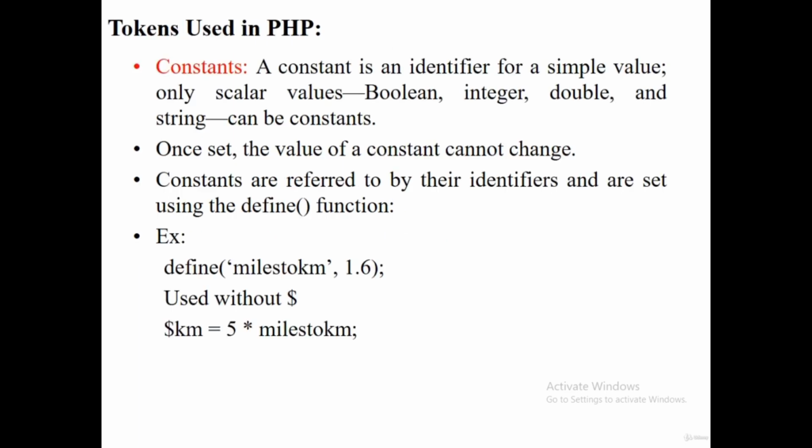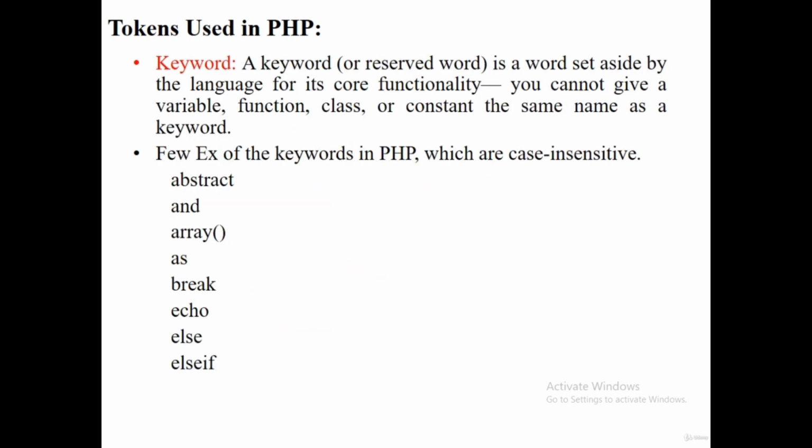The next token is constant. A constant is an identifier for a simple value. Only scalar values, boolean, integer, double, and string, can be constants. Once set, the value of a constant cannot be changed. Constants are set up using the define function. So how can I define a constant? Define miles to kilometer, comma 1.6, used without a dollar sign, $km equal to 5 into miles to kilometer.